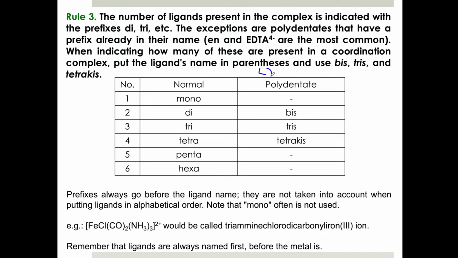This is only for polydentate and also bidentate. Say if you have 2 bidentate or 2 polydentate ligands, it will become bis, not di. And if you have 3, it will become tris. If you have 4, it will become tetrakis. And then prefixes always go before the ligand name, so they are not taken into account when putting ligands in alphabetical order.